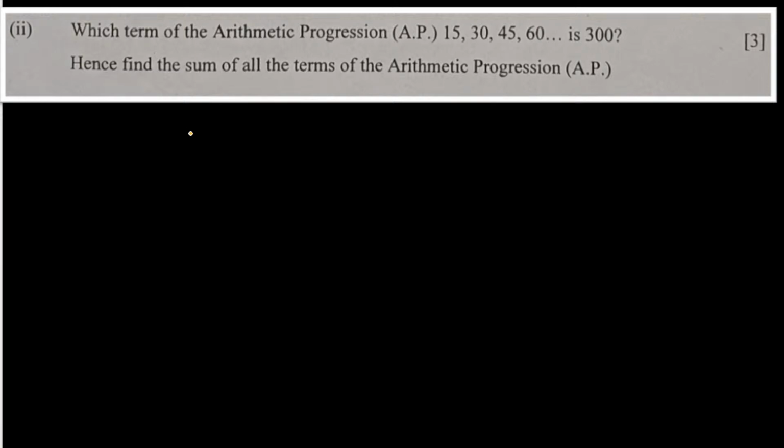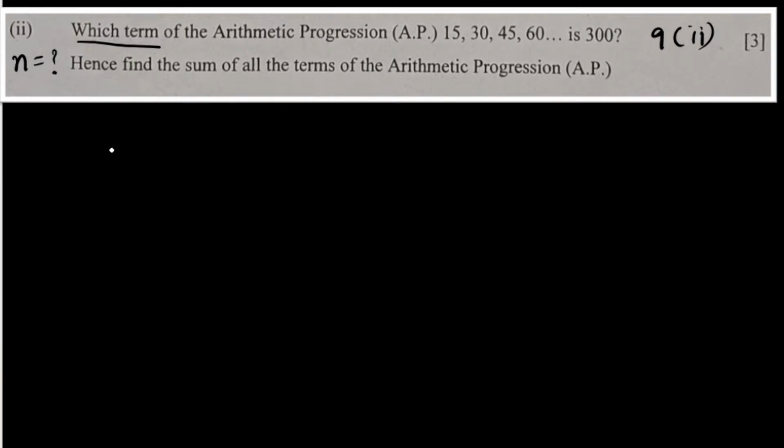So the next question is question number 9, second part. This is from arithmetic progression. Which term of the AP is 300? Hence find the sum of all the terms of the arithmetic progression. If the question says which term, give yourself a hint that we have to find the value of n.